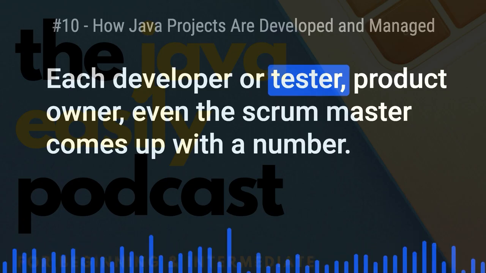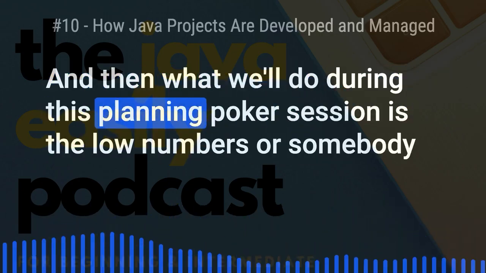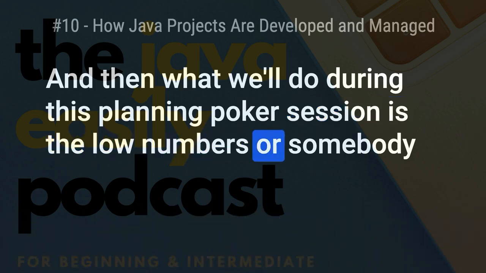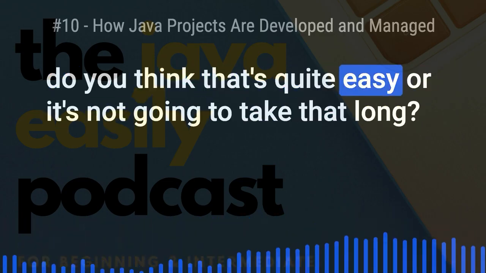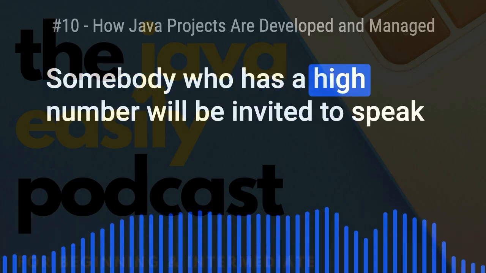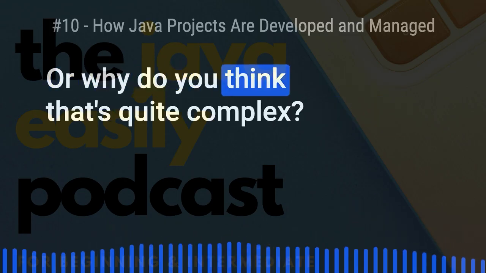Each developer or tester, product owner, even the Scrum Master comes up with a number. And then what we'll do during this planning poker session is the low numbers, or somebody representing a low number, will be invited to speak to say, well, why do you think that's quite easy, or it's not going to take that long? Somebody who has a high number will be invited to speak to say, well, why do you think it's going to take a long time, or why do you think that's quite complex?